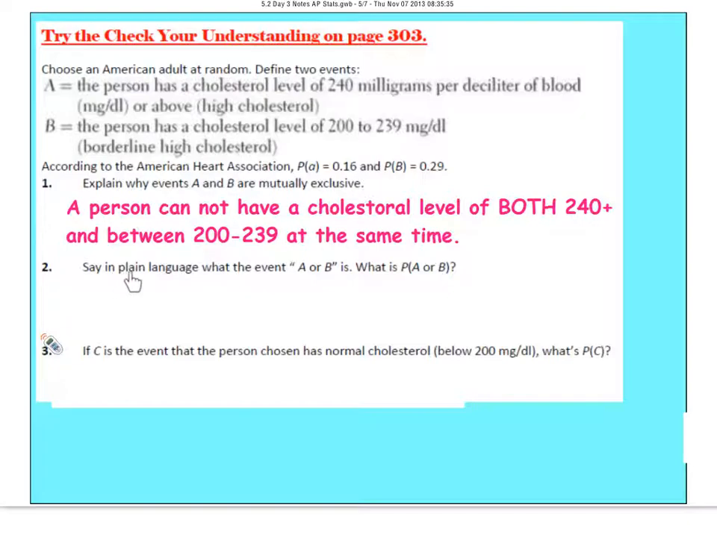Okay, explain in plain language what the event A or B means. Well, A or B means you either have this cholesterol level or that. Remember, "or" probability means to add.